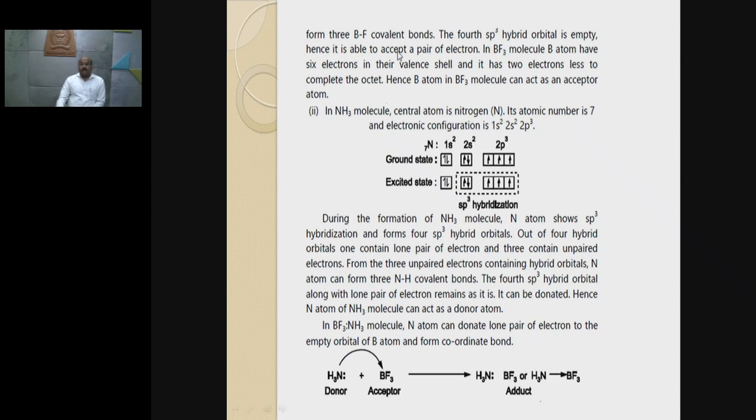Hence, in the BF3 molecule, boron can act as an acceptor atom, and in the NH3 molecule, nitrogen can act as a donor atom. Therefore, if these two molecules come closer, nitrogen can donate the lone pair of electrons to the empty orbital of boron and form a coordinate bond. We can show that by an arrow. In the direction nitrogen to boron, there is a sharing of electrons. We show the arrow from nitrogen to boron. That means the lone pair of electrons is shared from nitrogen to boron.